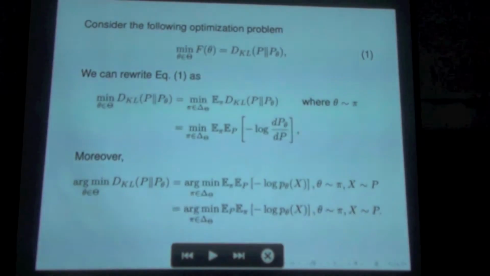Probably a very annoying question that always arises in such situations. Why do you choose the Kullback-Leibler? Because it works. It works so good. Yeah, it works very good.